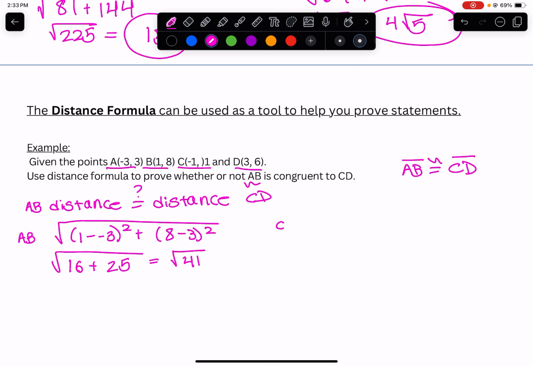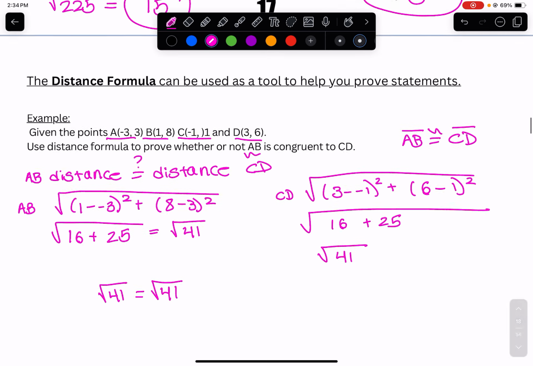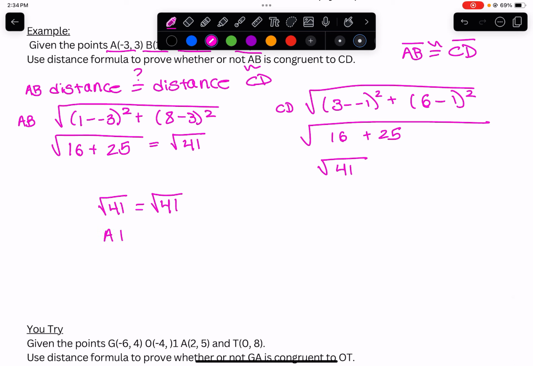Now we'll do the same thing for CD. So we're doing 3 minus negative 1 squared plus 6 minus 1 squared. So that's 16 plus 25, which is also 41. So because we have two distances that are the same, we can say that AB is therefore congruent to CD.